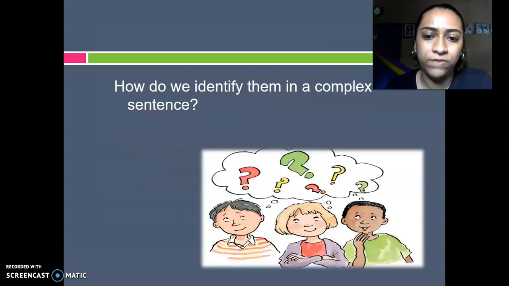How do we identify them in complex sentences? Well, as we already know, adverbial clauses are dependent, so in a complex sentence they can be easily identified by knowing the main characteristic of a dependent clause, which is that it has a conjunction. Dependent clauses always have to carry their conjunctions.